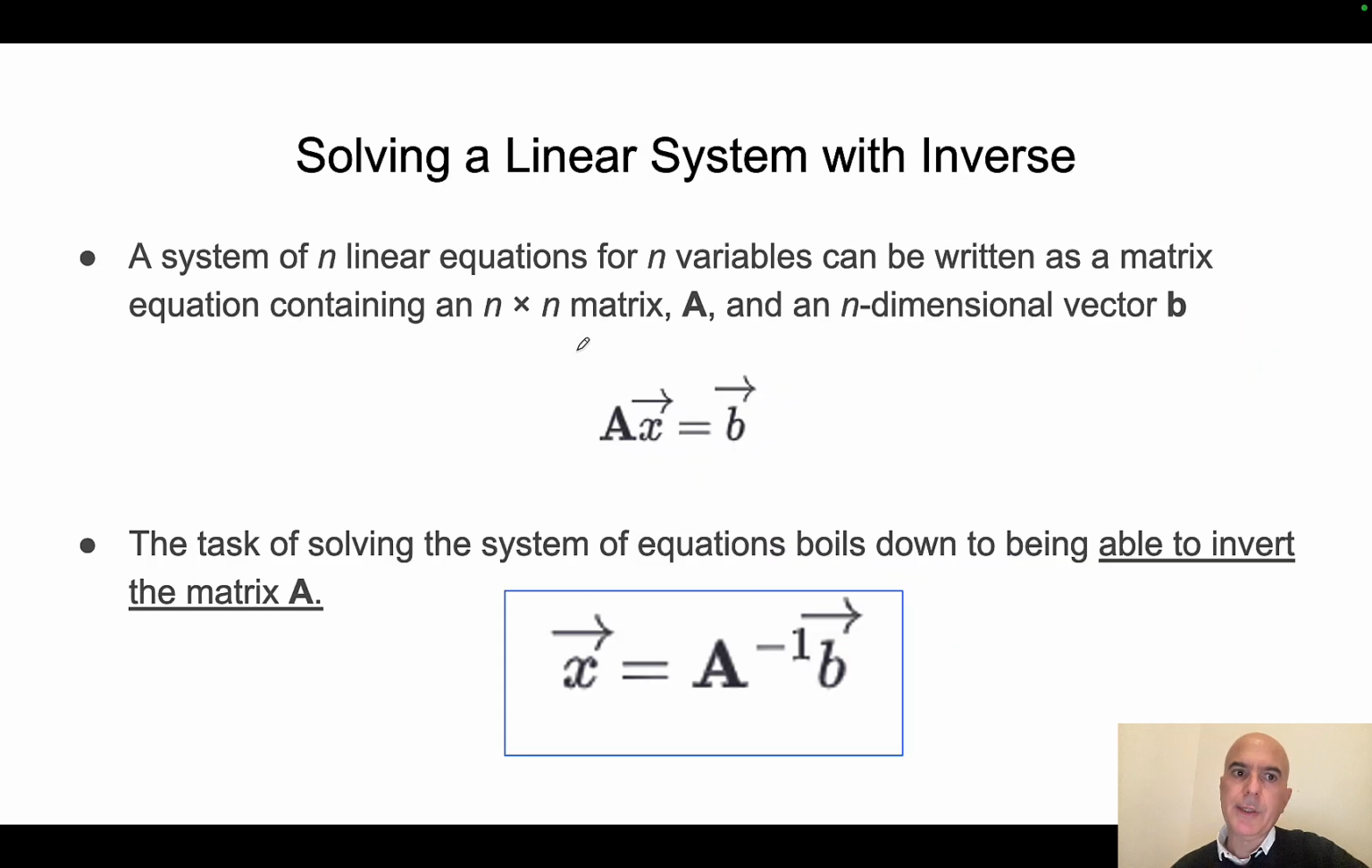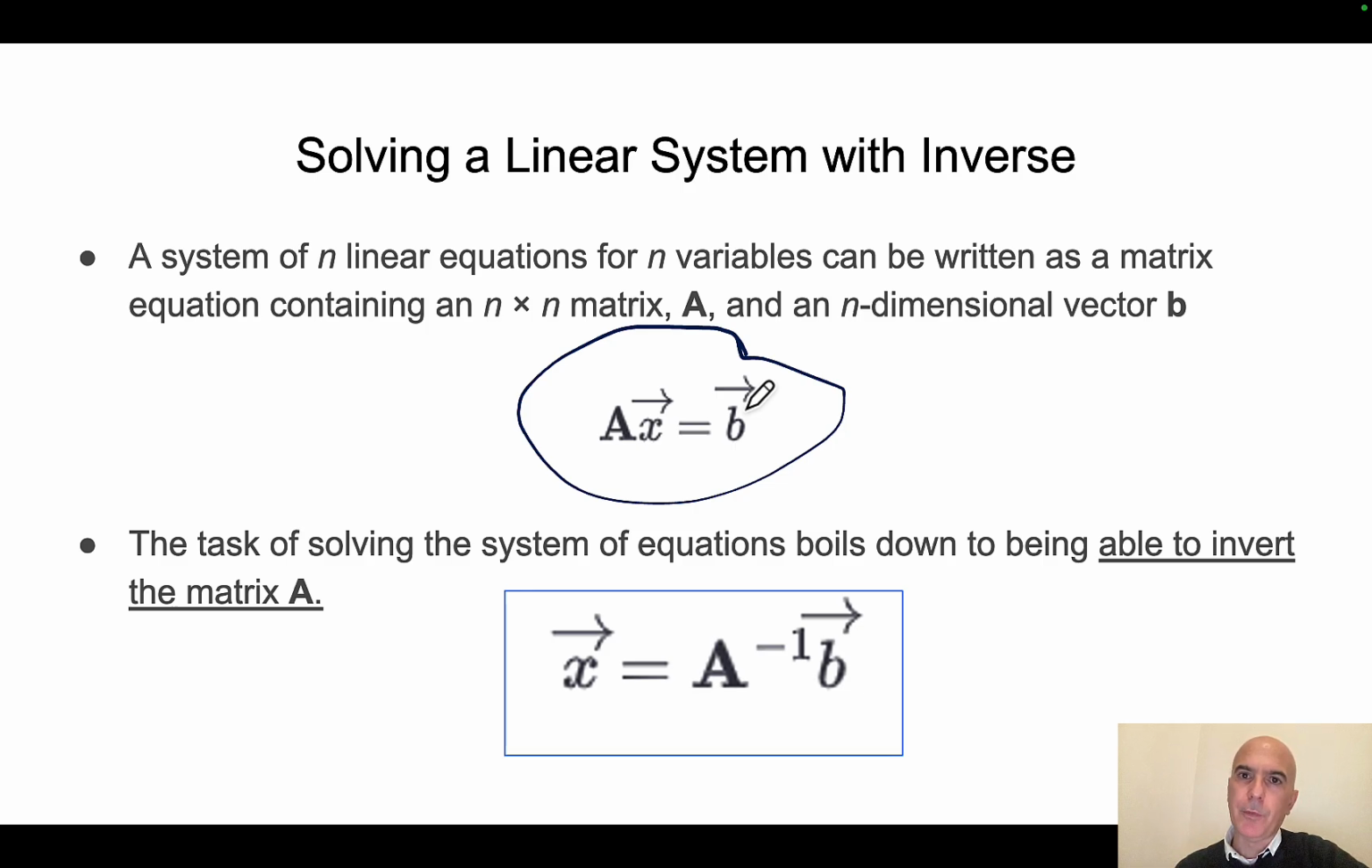So a system of n linear equations for n variables, x1, x2, up to xn, can be written as a matrix equation containing an n times n matrix A and an n-dimensional source vector called b. In the previous slide, we saw how to cast a linear system in this formulation. A is the matrix, x is a vector with our solution, and b is the known term, the right-hand side of our system of linear equations.